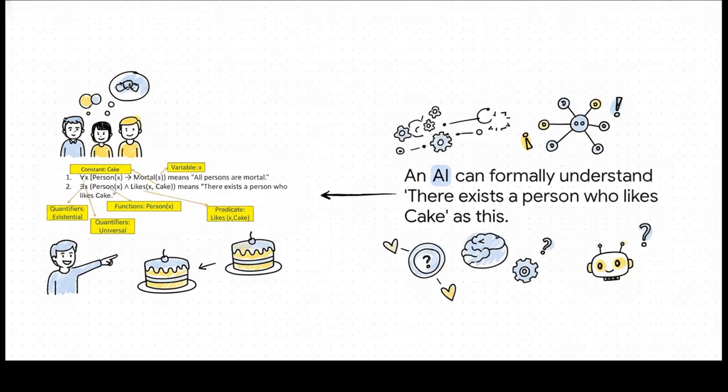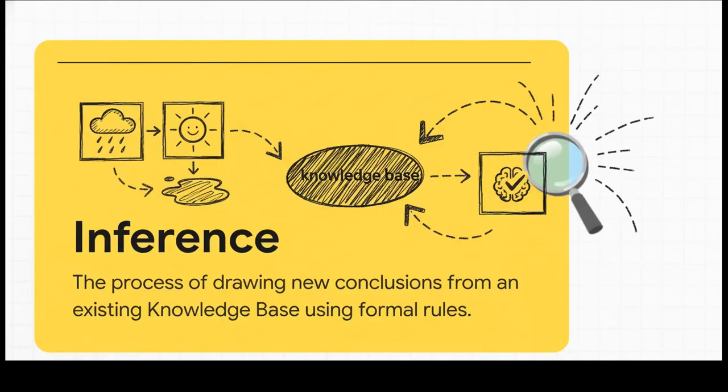You see how there exists becomes that little symbol, the existential quantifier, and the idea of likes becomes a predicate, formally connecting a variable x to the concept of cake. This is it. This translation from our language to machine logic is how it all works. And this is how an AI reasons. It's not just a database storing facts. It's using these formal rules of inference to create new knowledge from old knowledge.